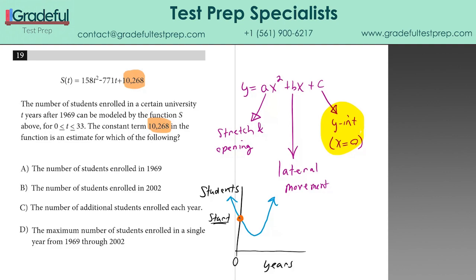So the number of students at the beginning of all of this, now t is not just years, it's years after 1969. So that means that at t equals 0, we're in the year 1969. So the answer for 19 is A.